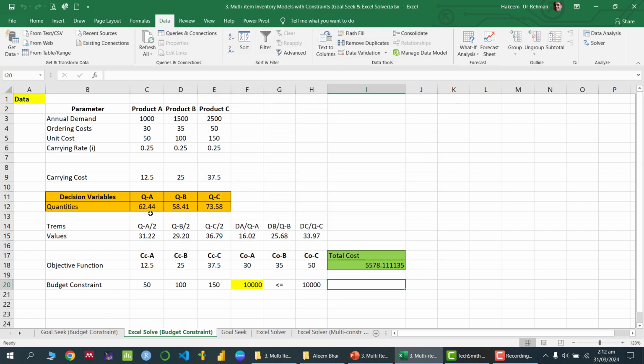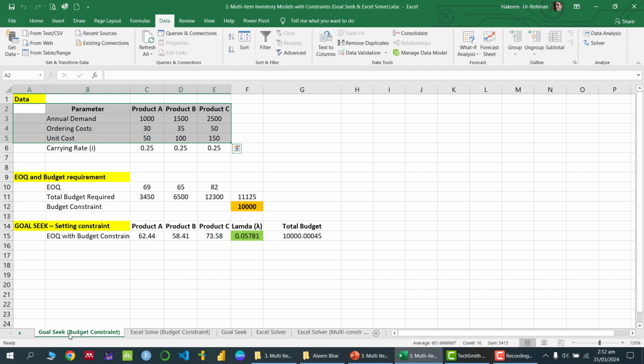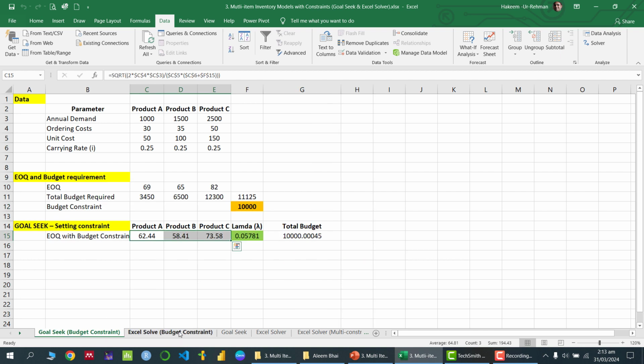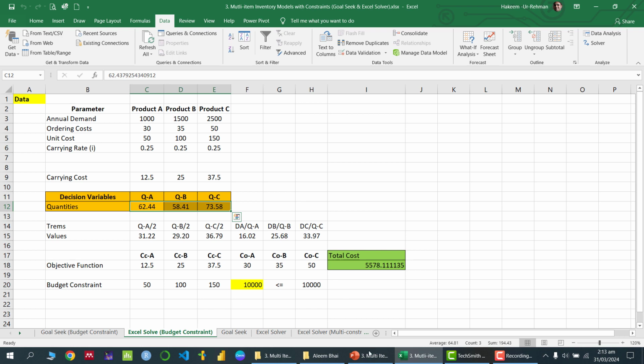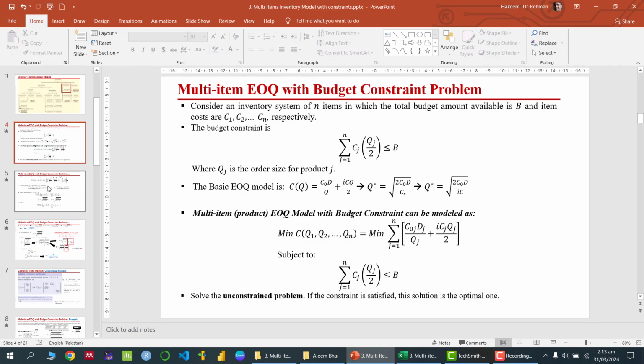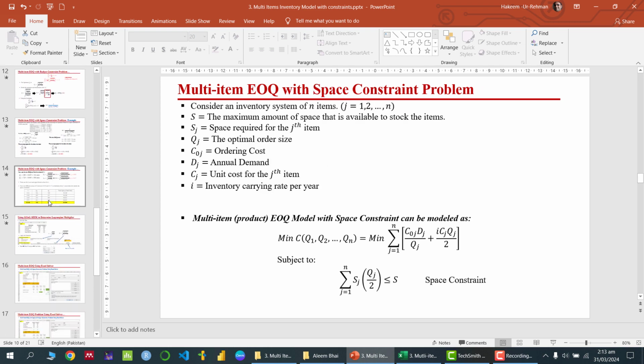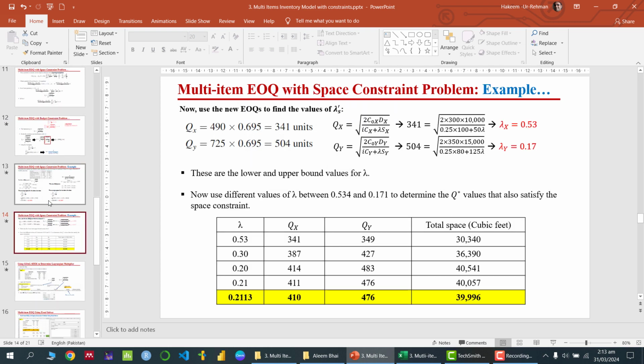So now you can see that we are getting the quantity, and our left hand side is equal to the right hand side. Okay, so this constraint is satisfied. We are getting the same answer as we got in the goal seek problem. So it's up to you, either you can use goal seek, or you can use the Excel solver approach in order to solve this problem. Now let's see another example.